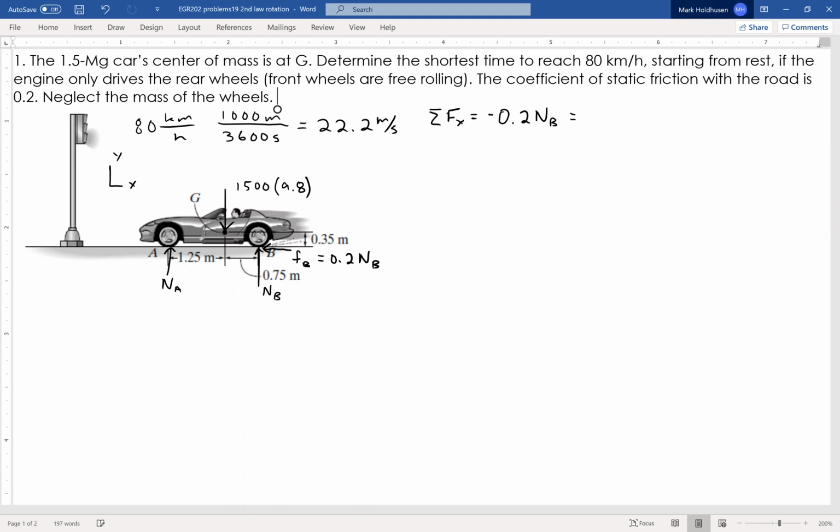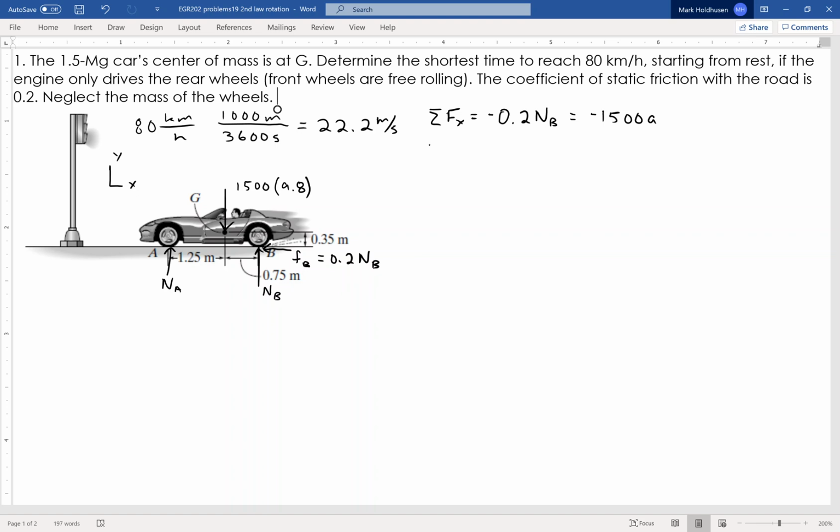Now, this thing is going to accelerate to the left as well, so I'll throw the negative sign in front of it. I'll say negative 1,500 times the acceleration. And what I'm trying to find is this acceleration, so that once I know it, I should be able to compute the time needed to get up to the velocity.